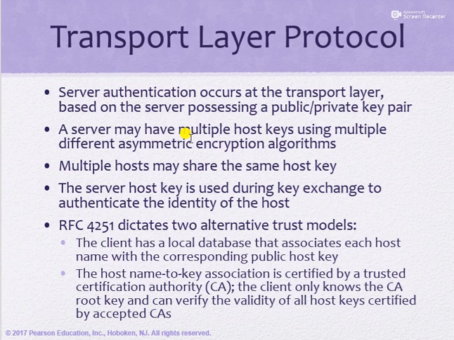In order to do so, there are two alternative trust models supported by the SSH transport layer protocol. One is that the client has a local database where it stores each host name along with the corresponding public key. When the server sends the public key to the client, the client can search the database for the name of that server and compare the key received from the server with the one it has stored. If both match, the server has been authenticated. But the problem with this approach is that it requires maintaining this database on the client side, which is difficult.